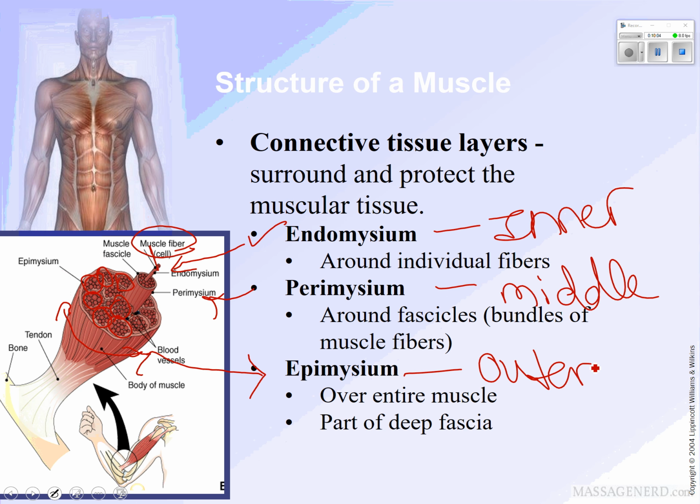But just remember, the perimysium is around the fascicles. Fascicles, just to backtrack a little bit here, is what gives a cut of meat its characteristic grain. So if you tear a piece of meat, it rips apart along those fascicles.